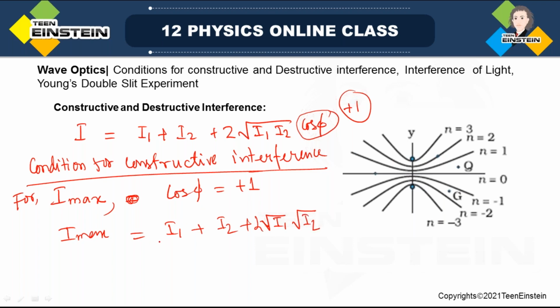That's all. So now look, this expression can be written as a whole square.